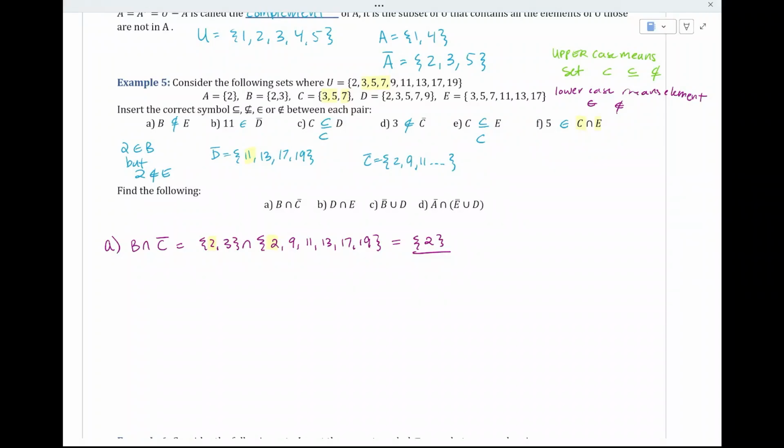Next up is B, and we are doing D intersect E. So D is 2, 3, 5, 7, and 9. And E is 3, 5, 7, 11, 13, and 17. I'm going to choose my highlighter and find out where these have in common. So 2 is not in both, 3 is in both, and 5 is in both, 7 is in both, and that's it. So this one is 3, 5, and 7.